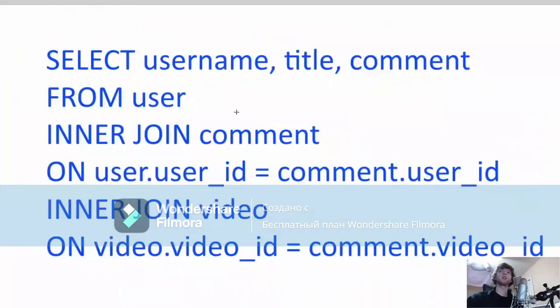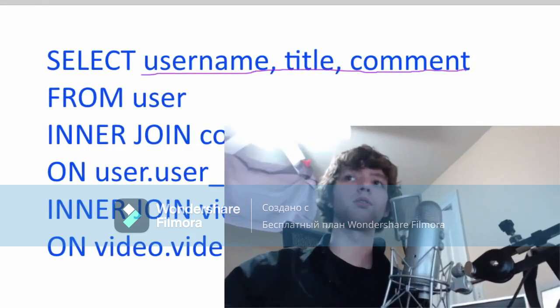So the syntax for something like this would be like this. You have the select and then the username, title, and the comment. These are all from 3 different tables, but it might vary on how it looks for your database management system, but it'll look something like this. And then from the user, comment, and video table, and we just do the inner join of comment by the user ID and the comment user ID, and then the inner join of video by the video ID being the same as the comment video ID.